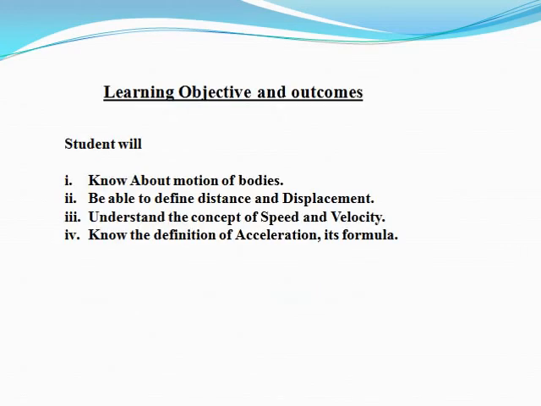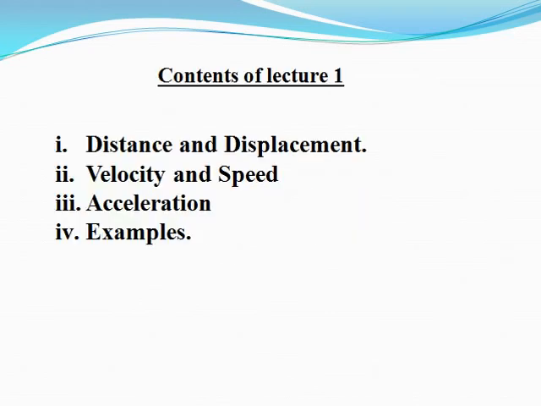In this lecture, there are some learning objectives and outcomes. Students will be able to know about motion of bodies. They will also be able to define distance and displacement and how to differentiate between these two. They will understand the concept of speed and velocity, and they will also know the definition of acceleration, its formula, and there is an example and numerical problem which we will solve.